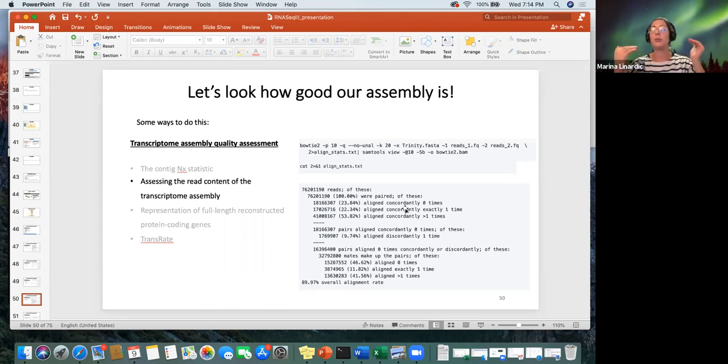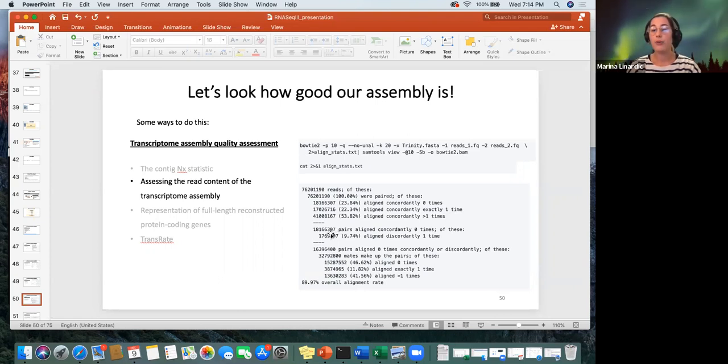If it's discordant, it means that they aligned in different regions for some reason. Maybe because they were not too specific, or the reads are not exactly matching, so they align to a different part of your transcriptome assembly. Concordantly 0 times means that they didn't get aligned at all to the transcriptome assembly. These aligned only one time, and they can also align multiple times depending on how good or bad your assembly is. Ideally, they would all be aligned one time.